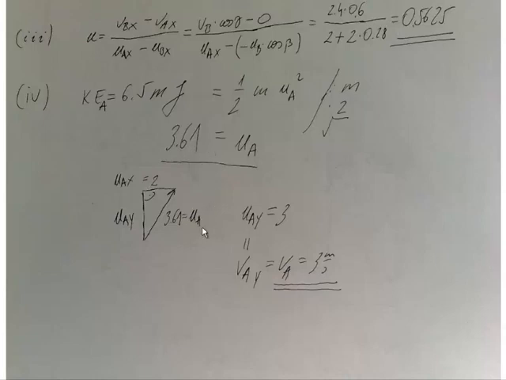We are not ready because we know that this is the initial speed of A. We could see that this is the 2, the x component. Now we can calculate this component, the y direction component. We can use Pythagoras. Square root of 3.61 squared minus 2 squared, it's 3, and VAY is equal to VA. It's 3 meters per second.